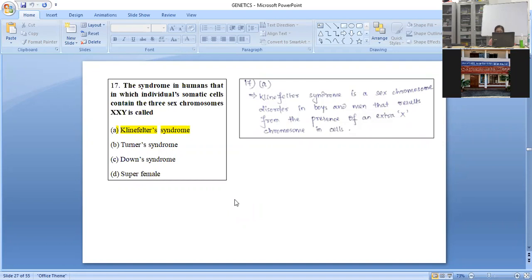So it's a sex chromosome disorder in boys and men that results from the presence of an extra X chromosome in the cells. We have to emphasize to our students to remember that the expression of this particular syndrome is in boys and that of Turner's is in girls.